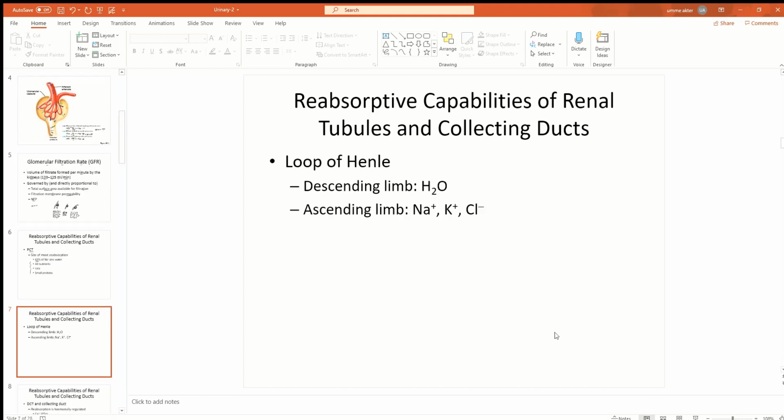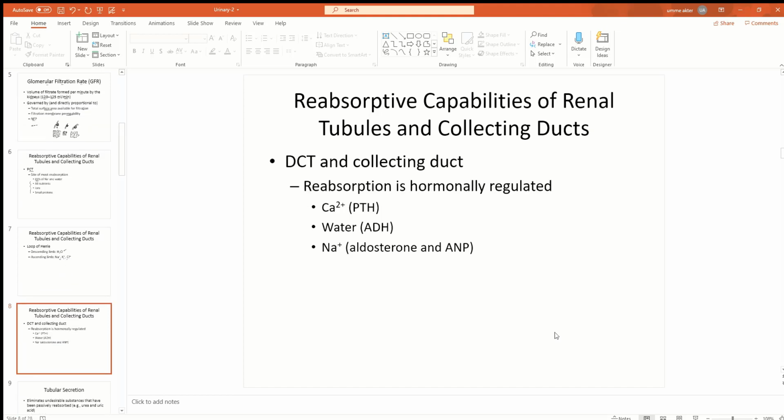And in the descending limb, I showed you only water will be reabsorbed, so the concentration will go up all the way to 1200 to 1400 milliosmol. And in the ascending limb, I showed you sodium, potassium, chloride. And then in the distal convoluted tubule, I told you that aldosterone is a hormone that causes sodium reabsorption, and sodium always tries to take water molecules with it. Okay, so the sodium will go back to the body as well as the water, so blood volume will go up. So that is the main hormone that works here.